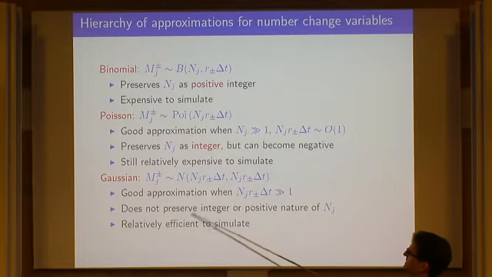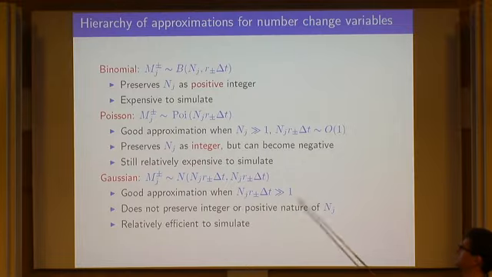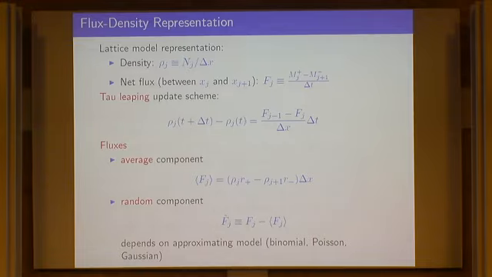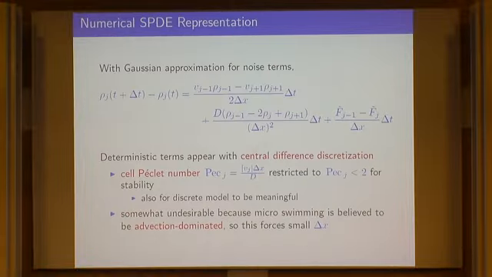the fact that it doesn't preserve an integer is not so worrisome, but if you're not careful, it can ruin the fact that these densities have to be positive, right? But it's also easy to simulate. So anyway, there we go. We write down the density, we write down the flux, we just count the number of particles that move over a given time step, and here's the equation that we get.